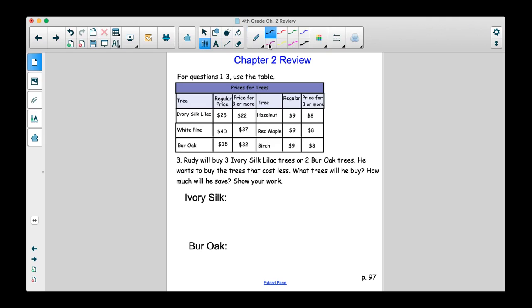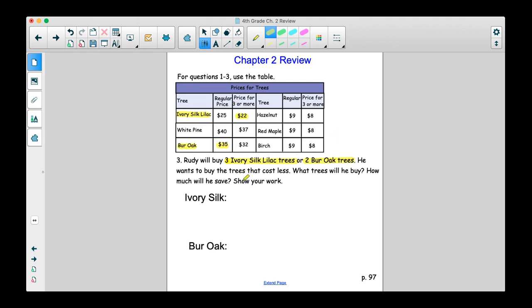We've got over here the ivory silk lilac tree. And Rudy's going to buy 3 of those if that is the least expensive option. So he will get the price for 3 or more as the discounted price of $22 per tree. But he is going to either do that or he's going to buy 2 bur oak trees. Now remember, if you don't buy 3 trees or more, you don't get the discounted price. So now we're in this column for the bur oak trees. So we have to make sure that we are thinking about, do they get the discount or not?